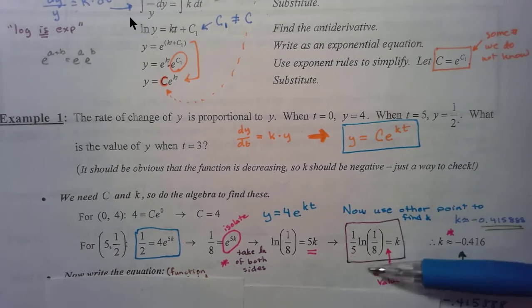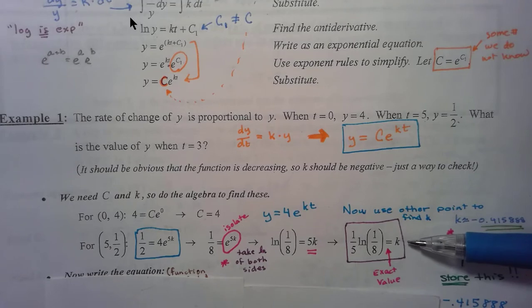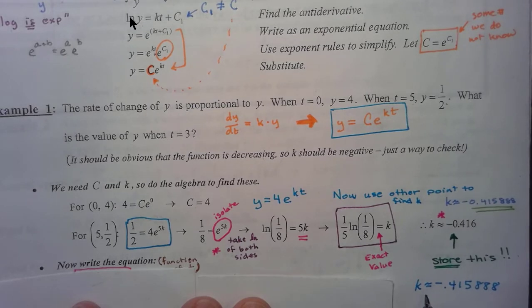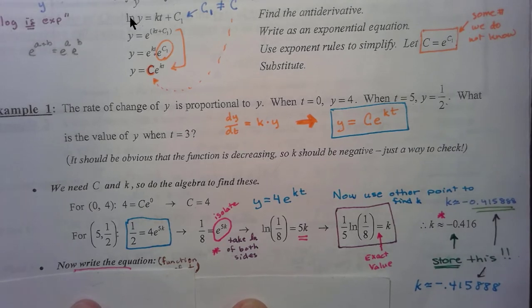This is your exact value for k, which isn't really helpful for us. We need to have something we really understand. So we're going to use this and use the calculator with one calculation to get this answer. Now, k is really approximately negative 0.415888 and some other numbers, right? We want to store this. We're not storing that. We're storing the k value that is on the calculator because we're probably going to use it in other parts of the problem.